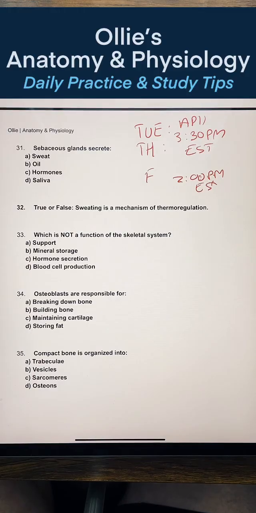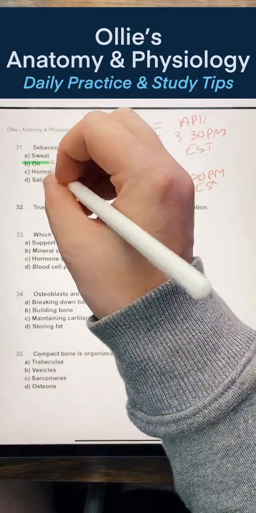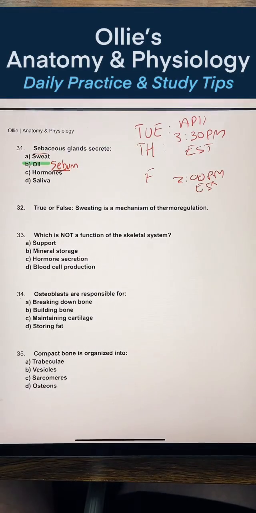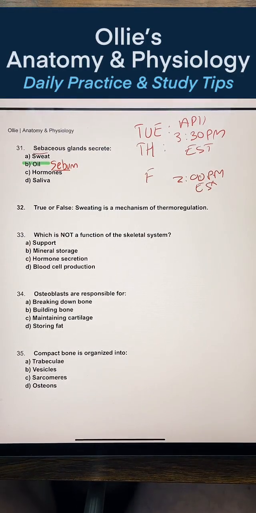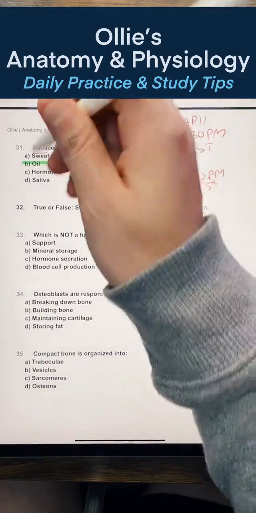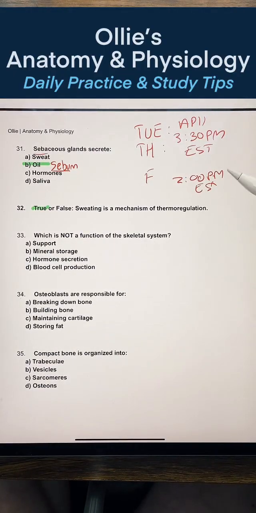But number 31 is oil or sebum. SEB, ECB for sebaceous. True or false? Sweating is a mechanism of thermoregulation. True or false? Fantastic. That is true. You sweat, and then when that sweat evaporates on your skin, it cools your body down.